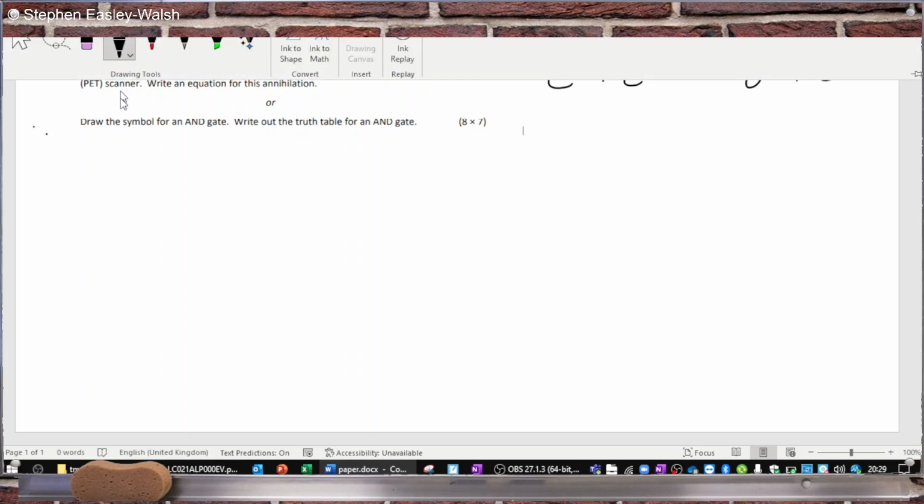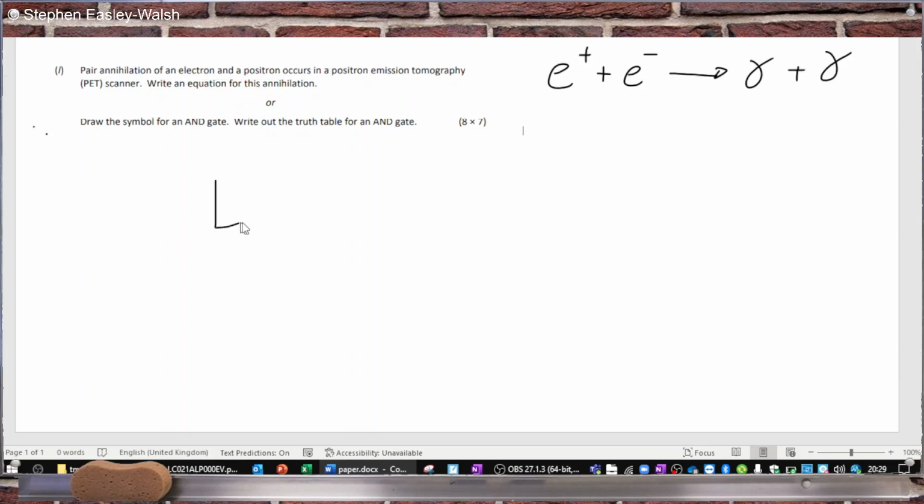Draw the symbol for the AND gate. Oh, what's the AND gate one? I think it's this one, isn't it? That's the AND gate. Pretty sure of it.